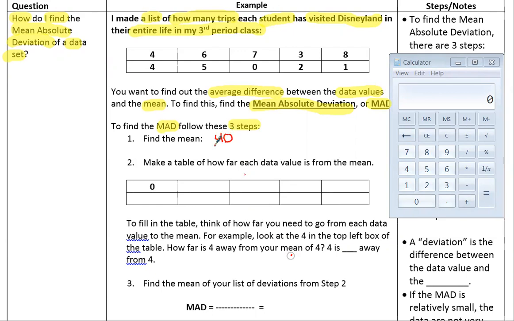Just like Santa Claus. Okay, 40 divided by how many data are there? There are 10. So it looks like our mean is 4.